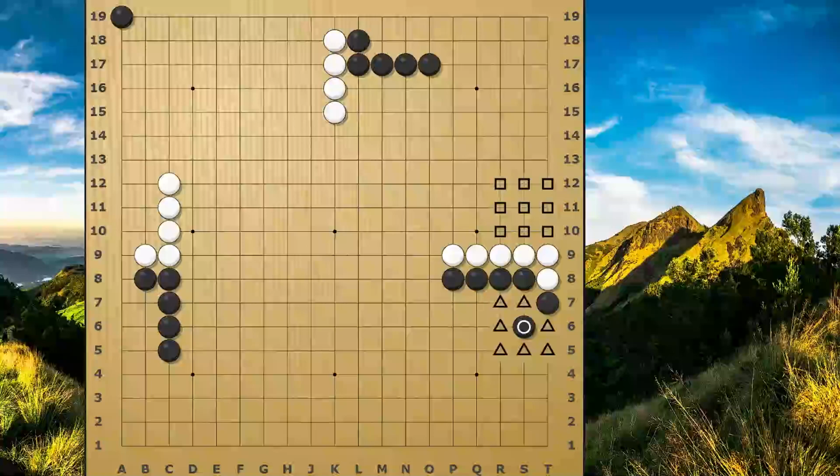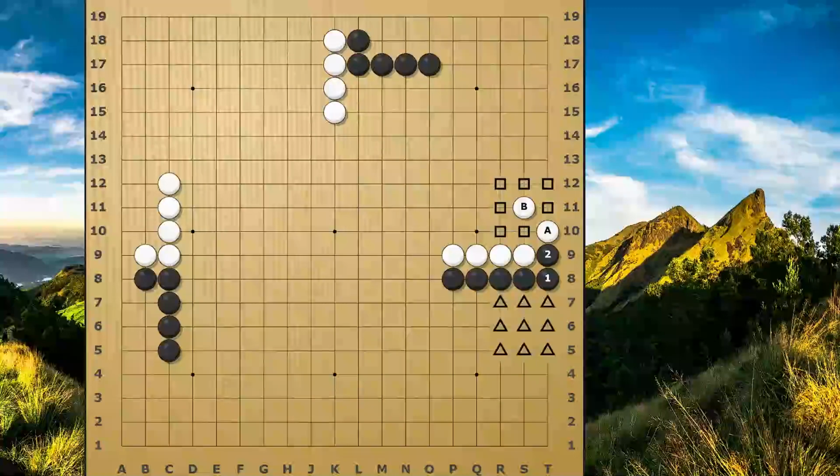How about the difference in moves? How many moves did white spend? 2. And how many moves did black spend? 2. So what is the difference in moves between this scenario and this one? 0. It's the same. So it's 4 points divided by 0.